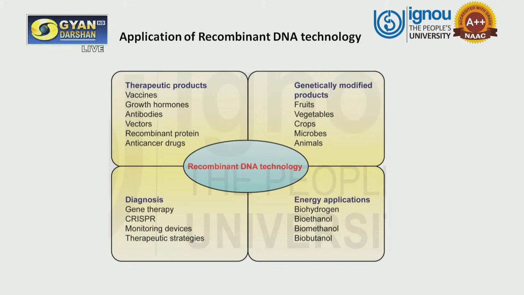This technology can also be used in the latest and more advanced technology of CRISPR. It can also be used as monitoring devices. Apart from this, you can use this technology for the development of genetically modified fruits, vegetables, crops, microbes, and animals. You can also use it for the production of biohydrogen, bioethanol, biomethanol, and butanol.